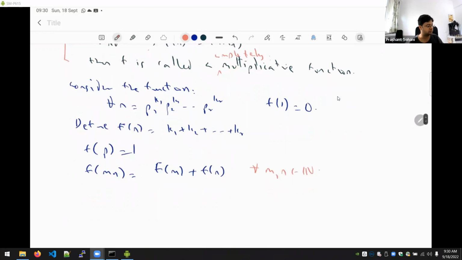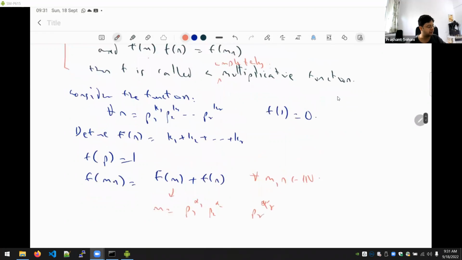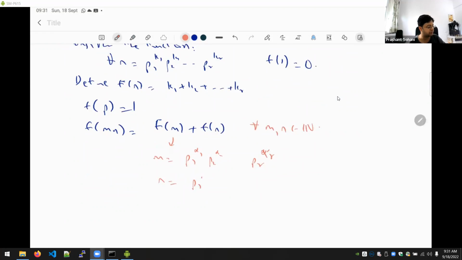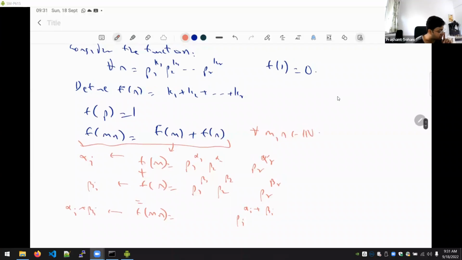Let's say m has some prime factorization p1 raised to alpha 1, p2 raised to alpha 2, up to pr raised to alpha r, and some of these alphas can be 0. And n has the factorization p1 raised to beta 1, p2 raised to beta 2, up to pr raised to beta r. Then the product mn will, term-wise, have pi with exponent alpha i plus beta i. So f of m has a contribution of alpha i from the prime pi, f of n has a contribution of beta i, and f of mn has the term alpha i plus beta i. So when you add f of m plus f of n, you get f of mn. So this is not multiplicative.